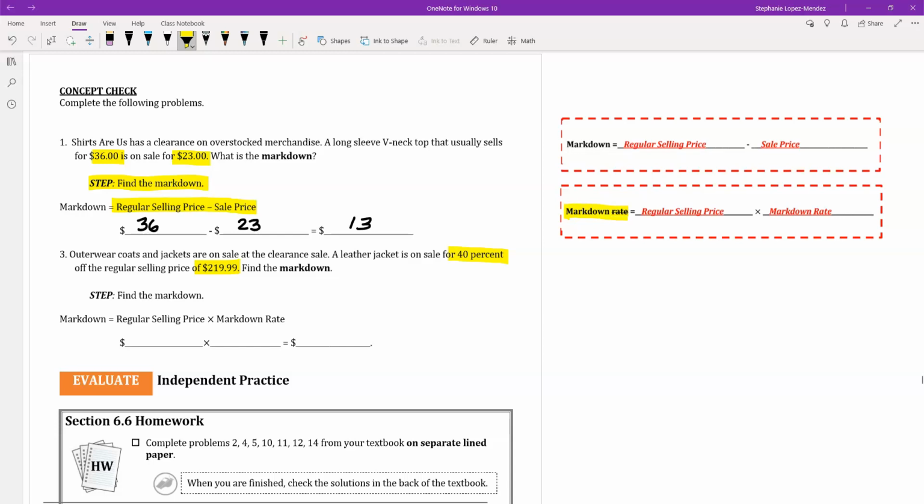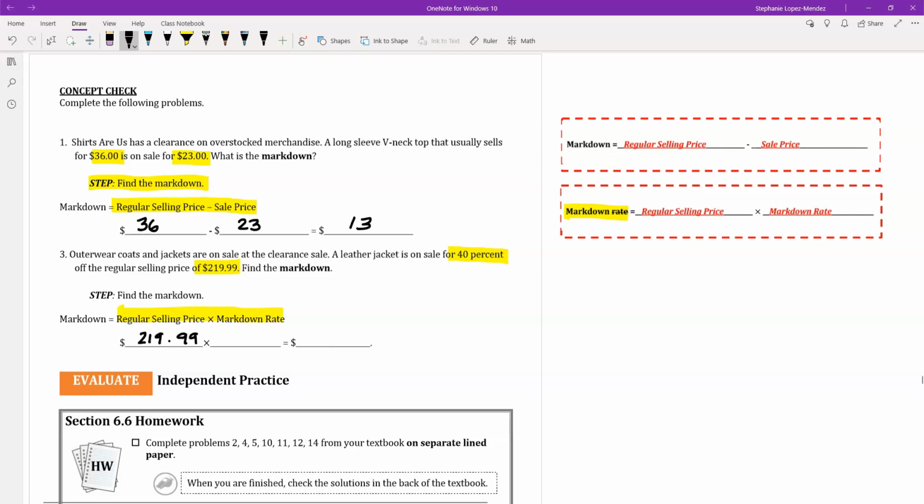That is regular selling price times markdown rate. So go ahead and write that down. So our regular selling price was $219.99, and our percent or markdown rate is 40%. Now remember, a few sections before this one we explained how to convert a percent into a decimal, so we could work with it in any formula.